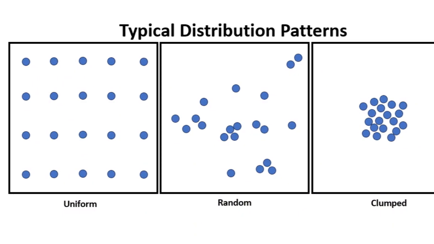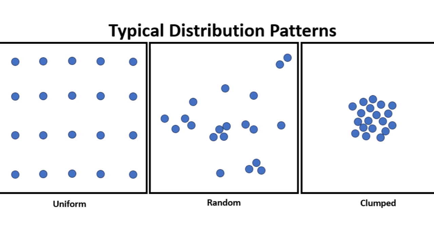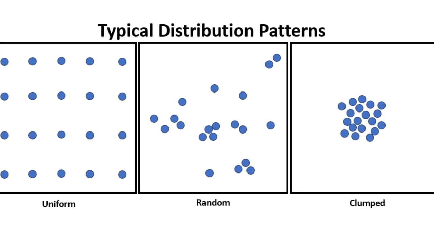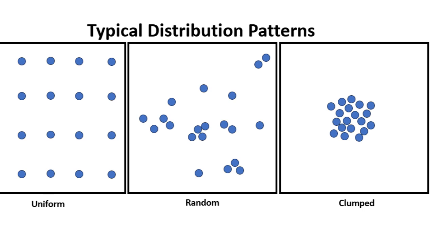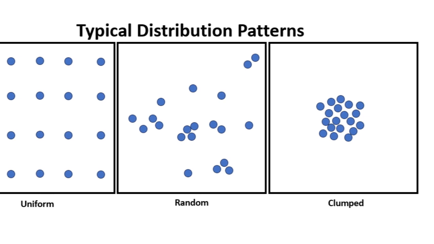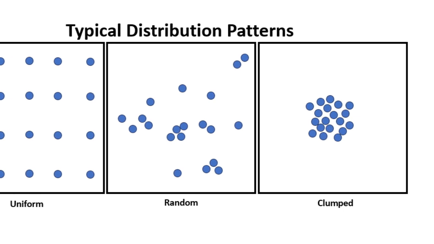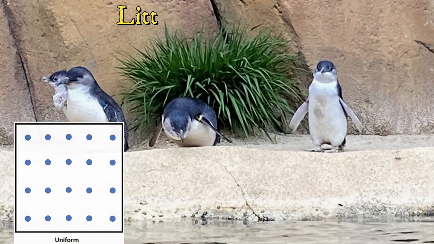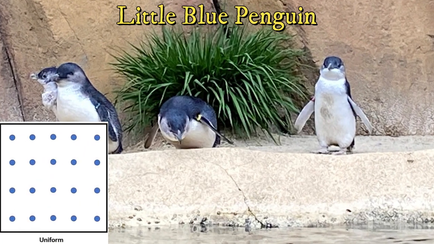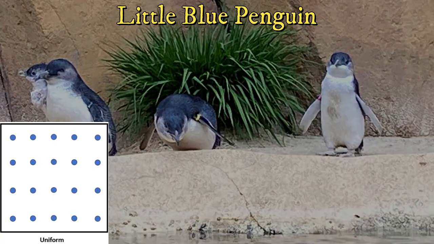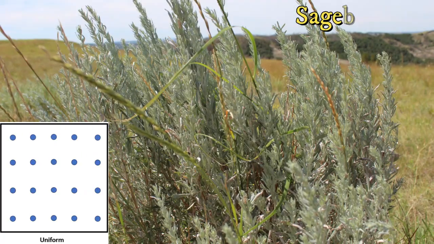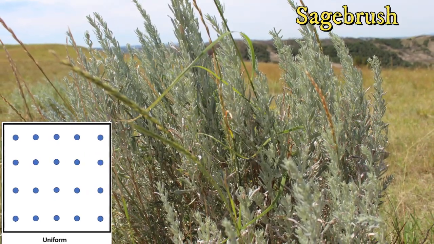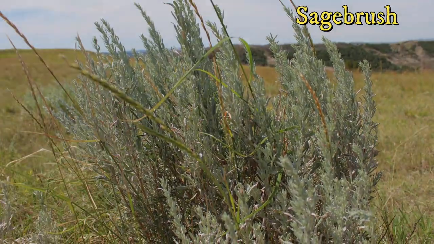The 3 main distribution patterns are uniform, which is evenly spaced, random, which has no specific pattern, and clumped, where members of the population are clustered together. Uniform distributions are seen in animals that develop territories, such as penguins, or in plants that perform allelopathy. This is seen in sagebrushes, in deserts, and dry grasslands.